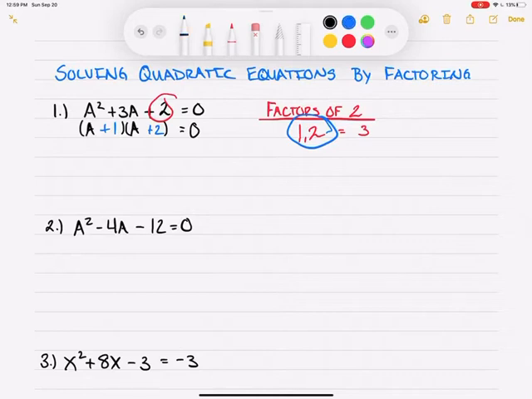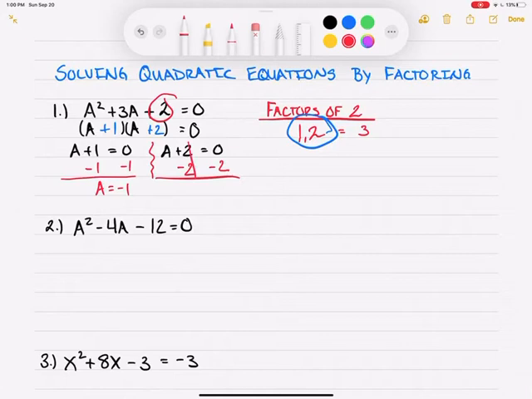To solve for a, I need to take my binomials, my groups, a plus 1, and set it equal to 0. And then a plus 2, and set it equal to 0. To solve for a, I'm going to subtract 1 from both sides, and I get a equals negative 1. In the second equation, I'm going to subtract 2 from both sides, and I find that a equals negative 2. So my two answers are a equals negative 1 and a equals negative 2.